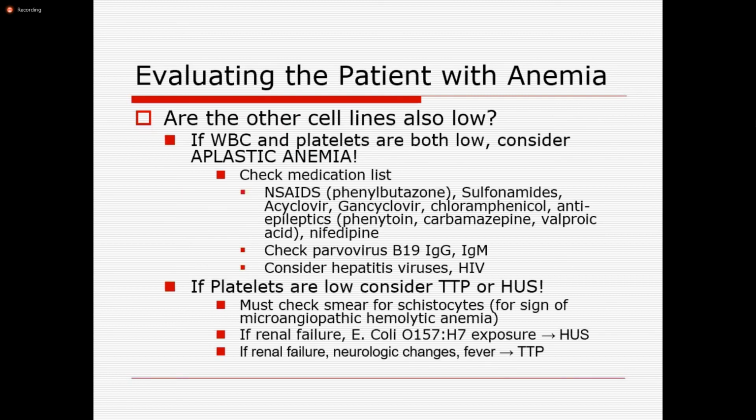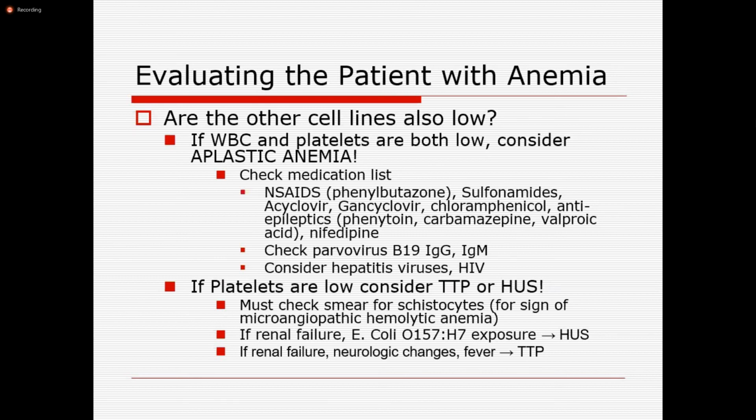Are other cell lines also low, like WBCs and platelets? Then consider aplastic anemia. There are some drugs that can also cause this: NSAIDs, phenylbutazone, previously used as an NSAID for arthritis, now less commonly used because of availability of safer NSAIDs. Sulfonamides, acyclovir, ganciclovir, antiviral drugs, chloramphenicol, anti-epileptic drugs like phenytoin, carbamazepine, valproic acid, all can cause aplastic anemia. Parvovirus B19 leads to isolated red cell aplasia. Consider hepatitis virus and HIV also.